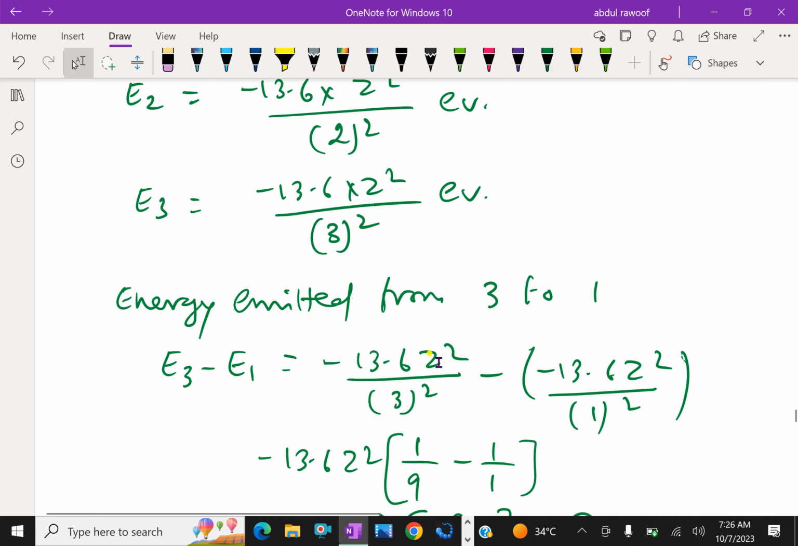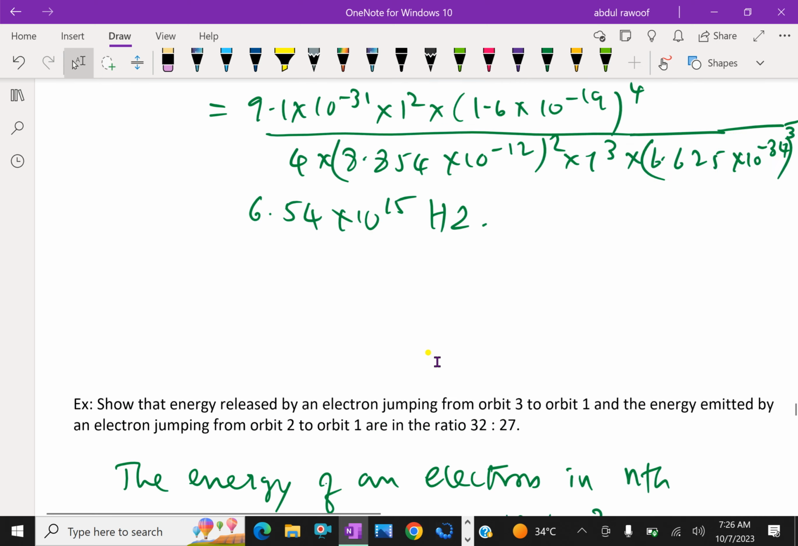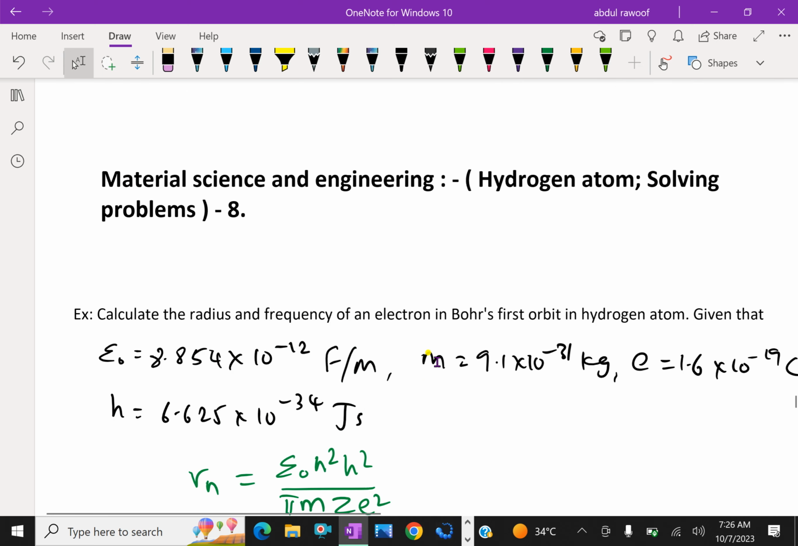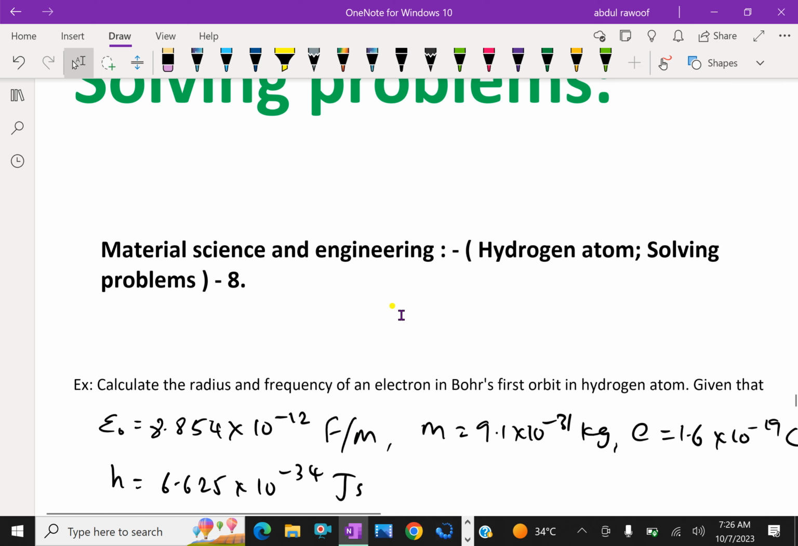So far we discussed some problem solving on hydrogen atom. We have done.